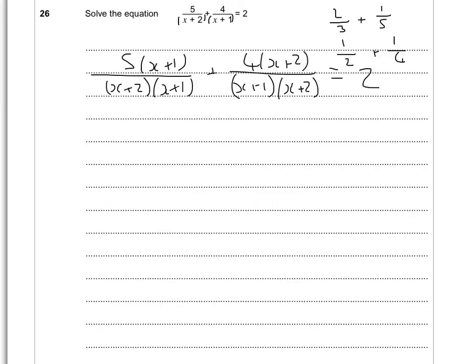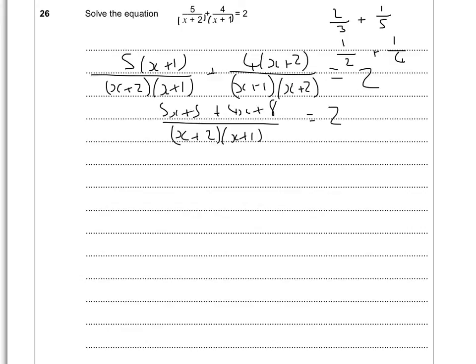Okay. Now, at this point here, I am able to add these together. So I can add these together with a common denominator, and I get x plus 2, x plus 1, and on the top line, I have 5x plus 5, and then I add on to that this thing, which is 4x plus 8. And that's equal to 2.